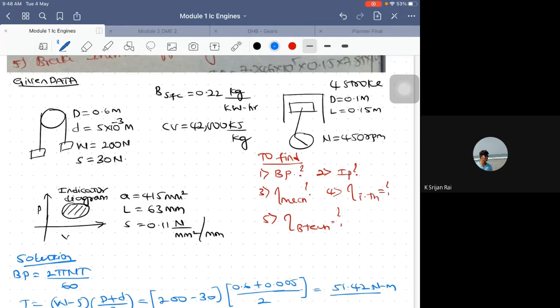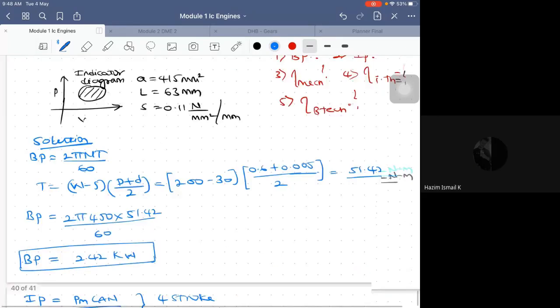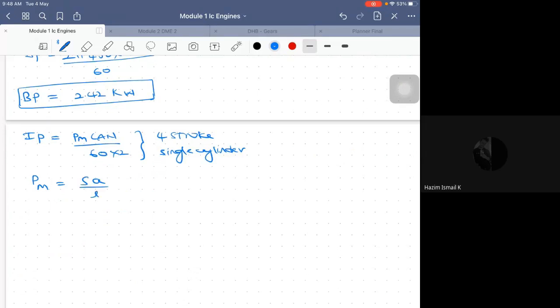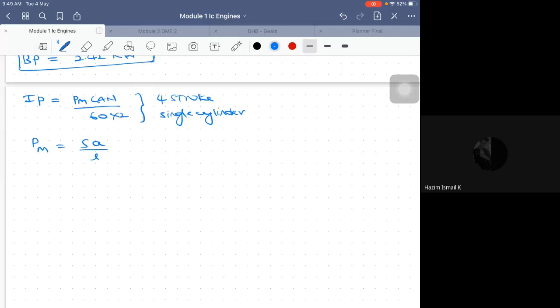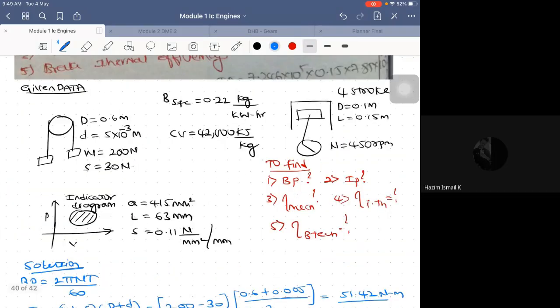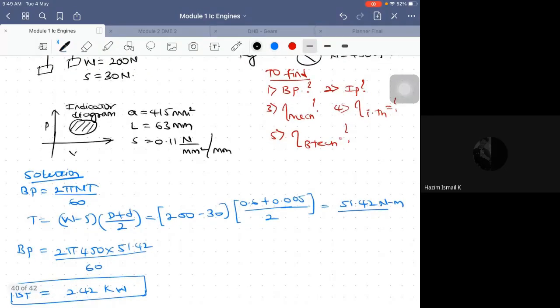So what do we have to do? S into A divided by L. Very good. Go for the indicator diagram parameters: S A by L. Before you substitute, just check the units. What is S given as? What do you mean by Newton per mm square? Can I write it as megapascal? I am replacing Newton per mm square with megapascal. Can I do it or not? You studied it in mechanics of materials, yes?